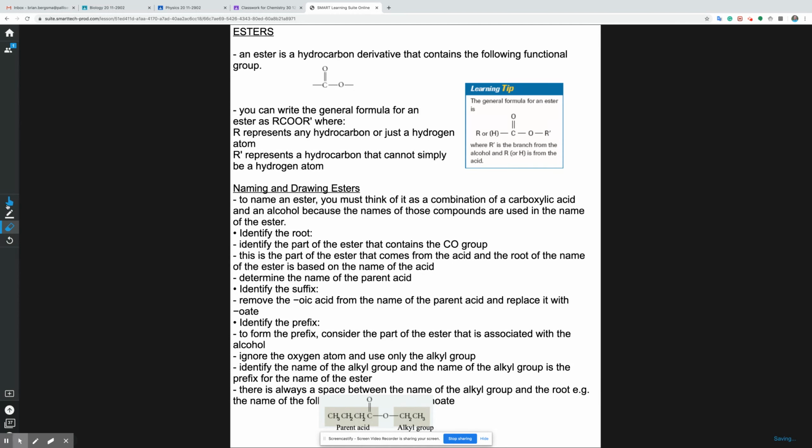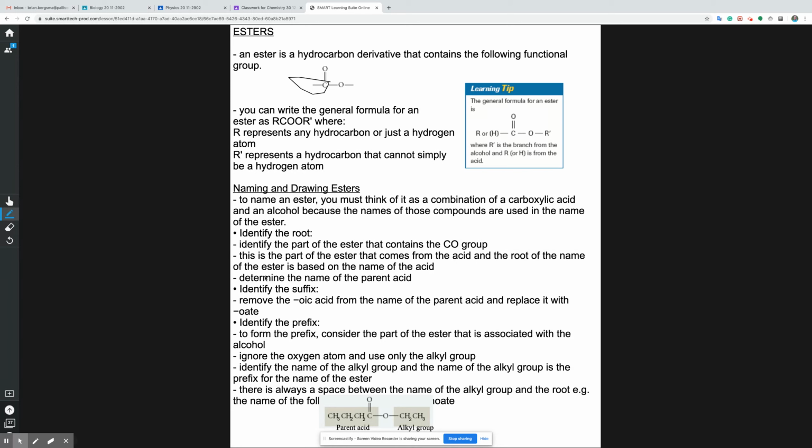Okay, so when we name it, we have to know which one we're going to use. So to name the ester, you must think of a combination of a carboxylic acid and an alcohol, because the names of those compounds are used to name an ester. So really, the alcohol would be coming off this side, and the carboxylic acid comes off this side. So again, identify the root. Okay, so identifying the root, the part of the ester that contains the CO group. So basically the root for esters comes off this side. Okay, so again, the root will be the main part of the name.